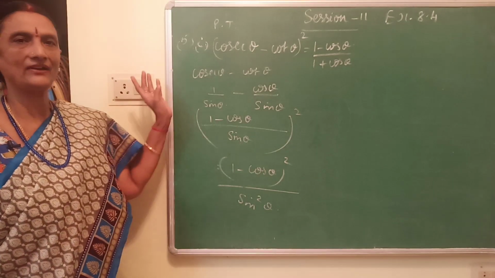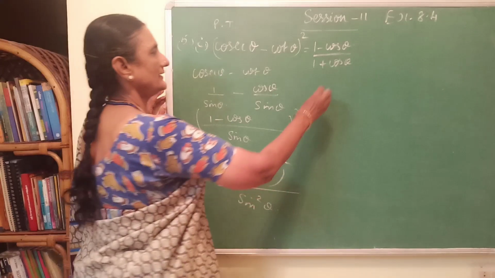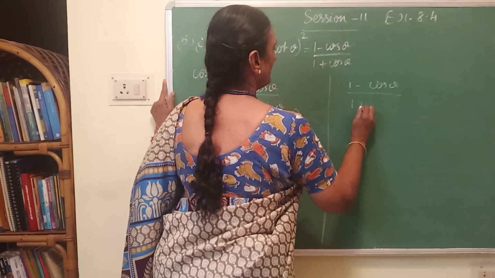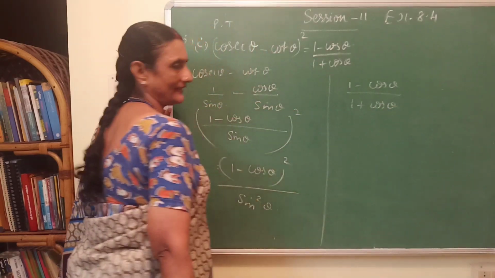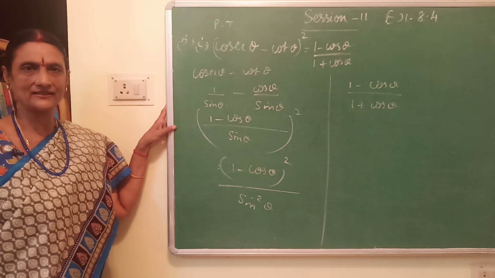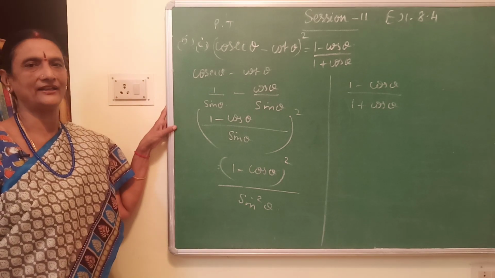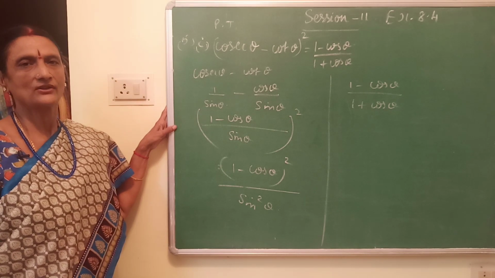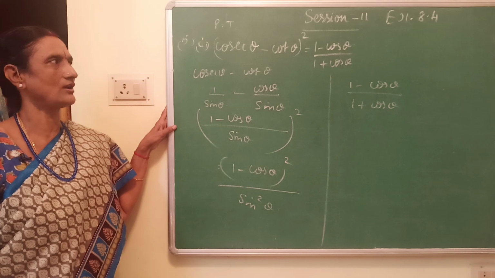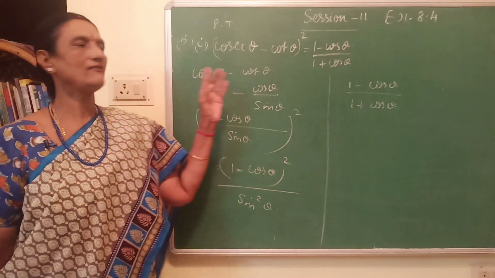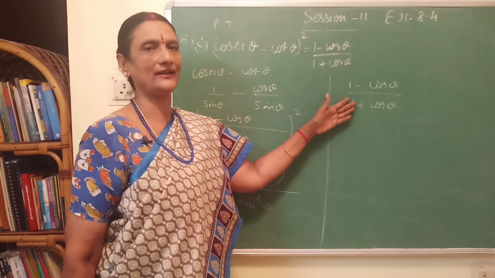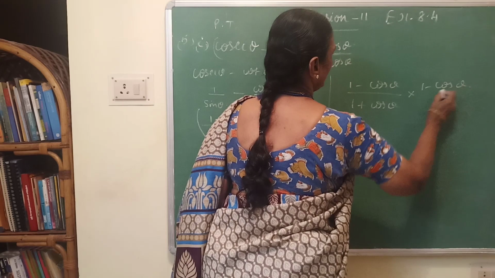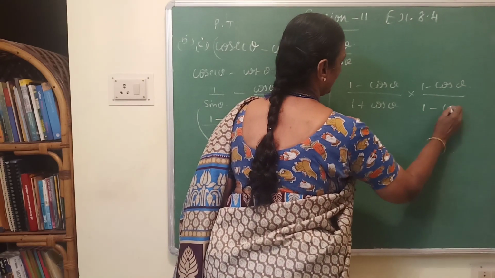Now let us see what will happen to the RHS. In the RHS we have got 1 minus cos theta divided by 1 plus cos theta. So this is a technique. Whenever you come across terms like this, we have to take the conjugate of the denominator and multiply the numerator and denominator by the conjugate. This technique we will be using in many of the trigonometric identity proving sums. So we multiply the numerator and denominator by 1 minus cos theta, that is the conjugate of the denominator.